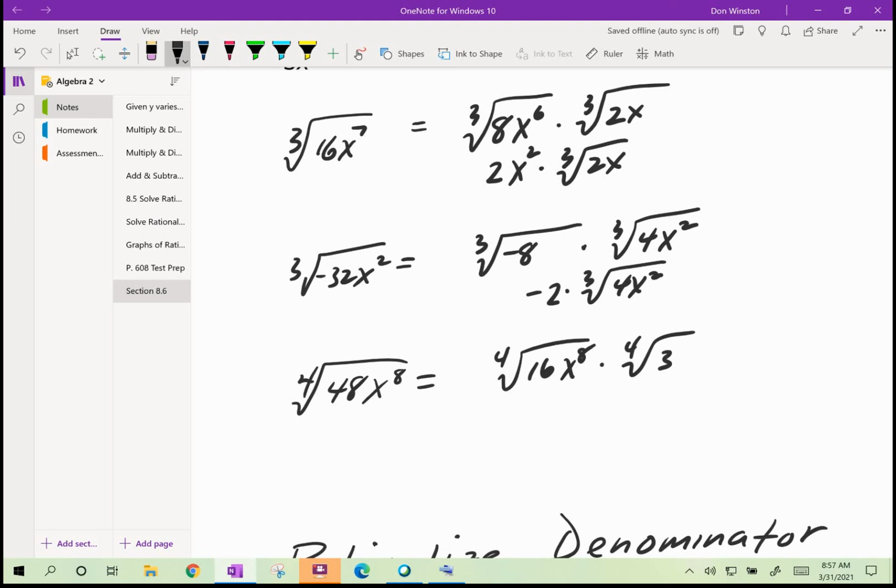So the fourth root of 16 is 2. And 8 divided by 4 would be 2. So this would be x squared. And then times the fourth root of 3 left over. Okay, so that was simplifying radicals.